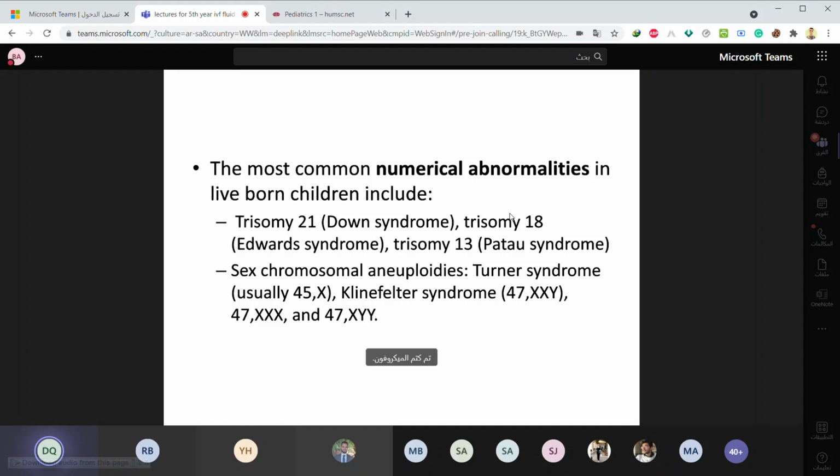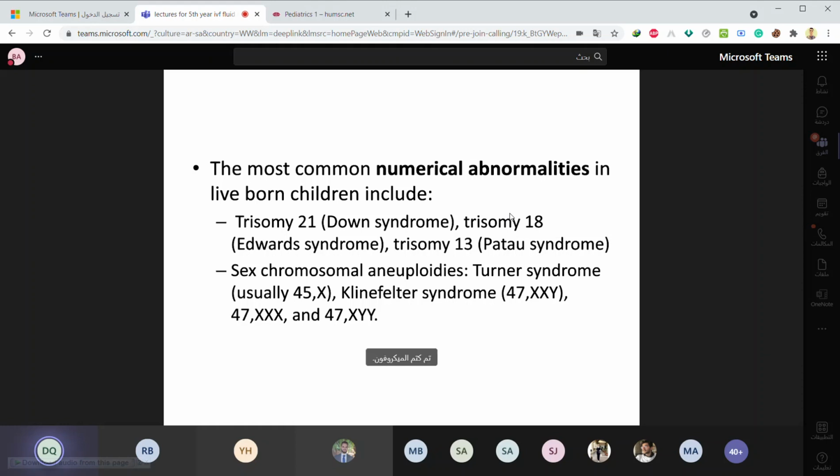Trisomy 18 and trisomy 13, usually they die in the first year of life because of severe complications, cardiac and others. Whereas with Down syndrome, they reach 40, 50 years of age before death because they have a lot of complications, but usually non-fatal, most of them.